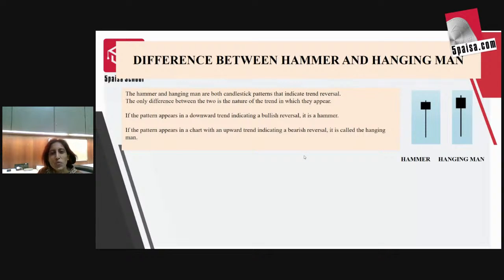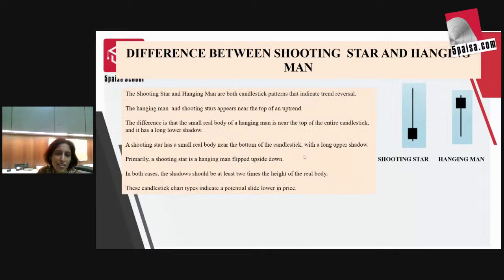Okay. Next, we move to the difference between a shooting star and a hanging man. A shooting star is like this. So, of course, there is a difference in the formation of the real body. In a shooting star, as you can see, the real body is towards the bottom, and in case of a hanging man, it is towards the upper side, closer to the top, the high side.